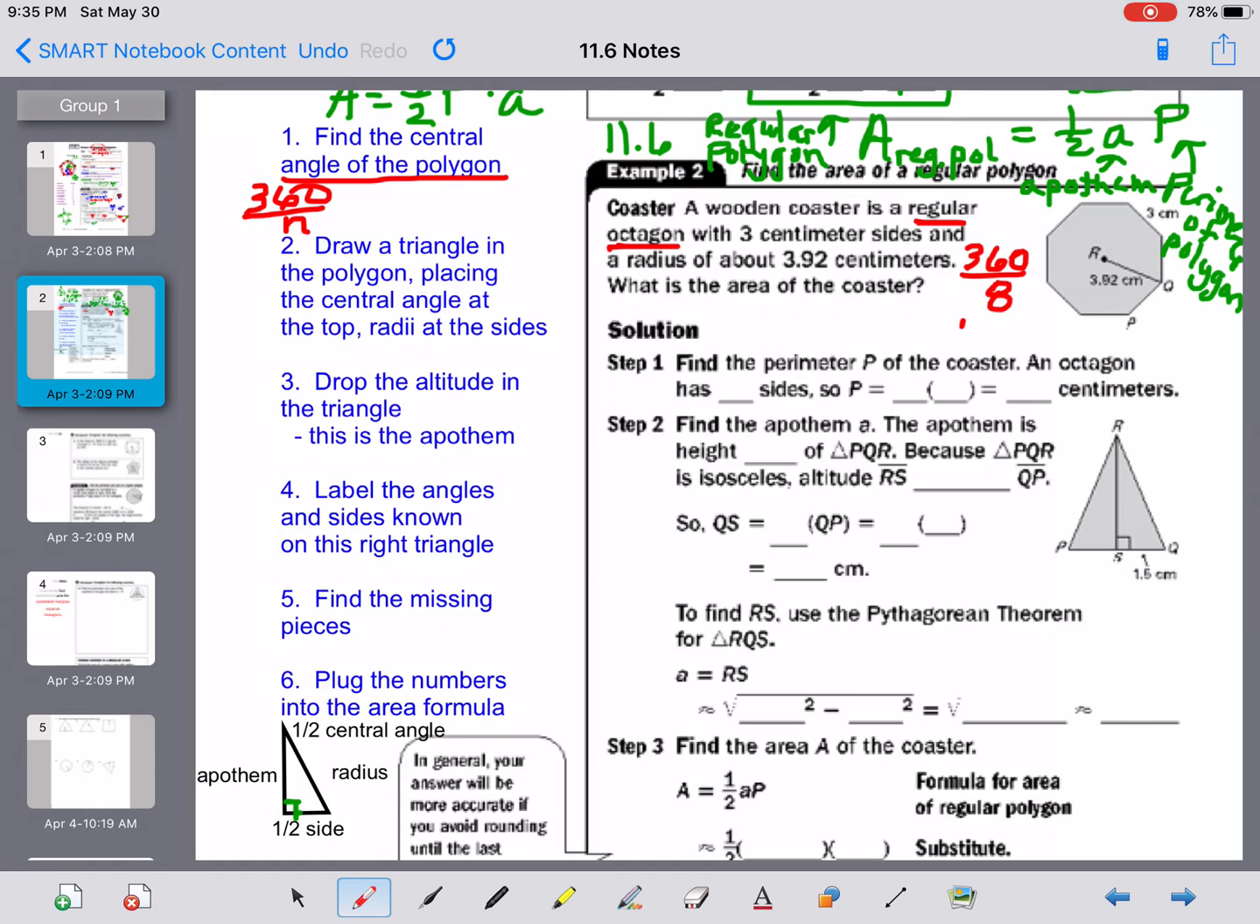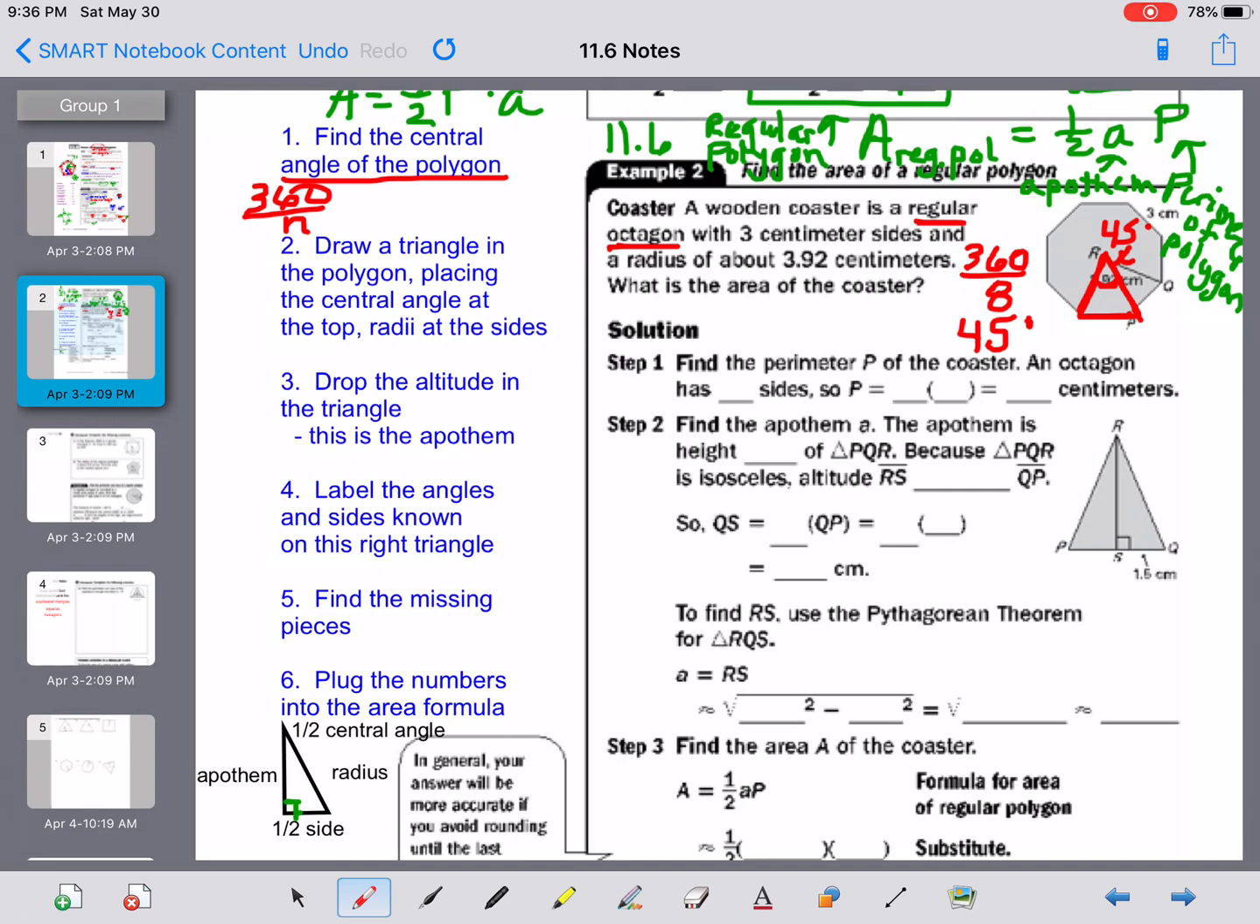It's so important to realize that if I draw this little triangle right here that uses the side and 2 radii, this angle inside right there is 45 degrees. And no matter what information they give you, as long as you know the sides of the polygon, you'll always be able to find your central angle.